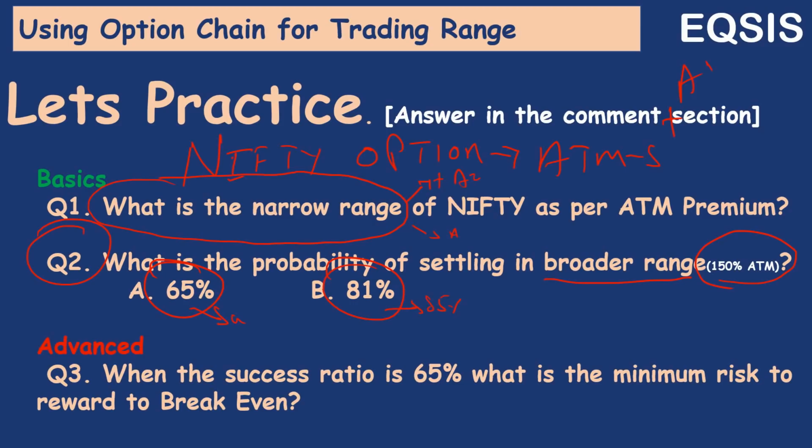And here is the advanced question. If you're a pro, if you know how to form option trading strategies, I already told you to create long or short. I think this question was really important for you to answer. When you have a 65% success ratio, when the probability of being right is 65%, what should be the minimal risk to reward for you to break even? What should be the minimal risk to reward for you to break even?